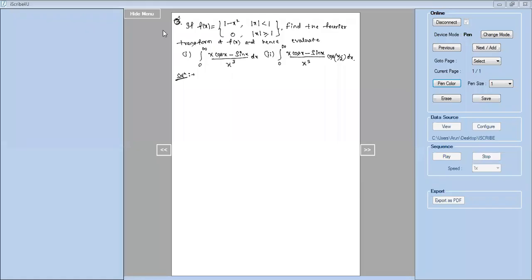So I just read out the problem 3. If f of x is equal to 1 minus x square for mod x less than 1, and 0 for mod x greater than or equal to 1. Find the Fourier transform of f of x and hence evaluate the first condition, integral 0 to infinity of (x cos x minus sin x) divided by x cube dx. The second condition was integral 0 to infinity of (x cos x minus sin x) by x cube into cos of x by 2. So this is the problem.